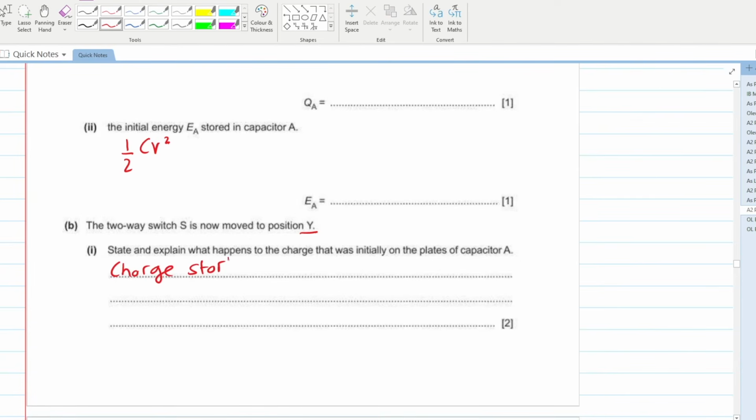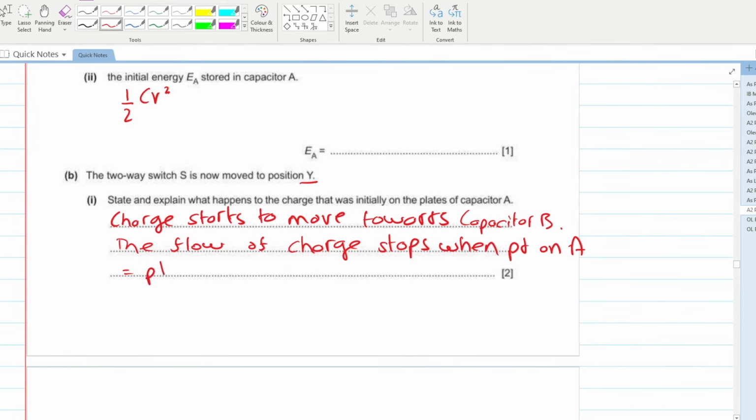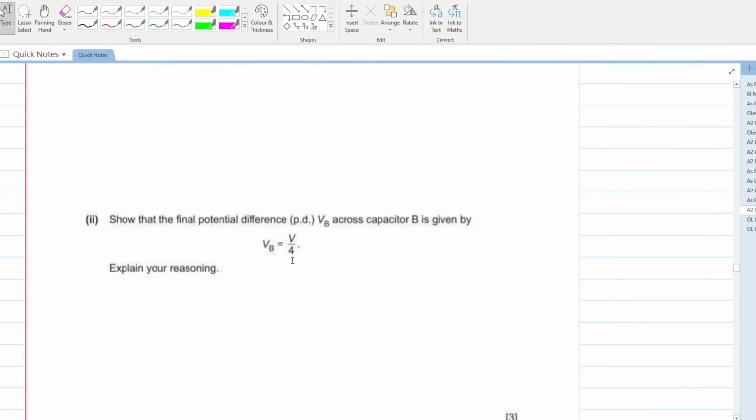starts to move towards what, towards capacitor B. The flow of charge stops. The flow of charge stops when what? When the potential difference on A is equal to the potential difference on capacitor B. Simple as that. Let's further move ahead.